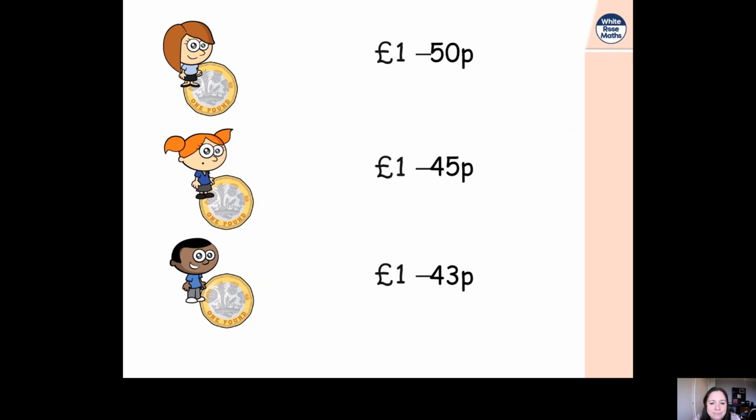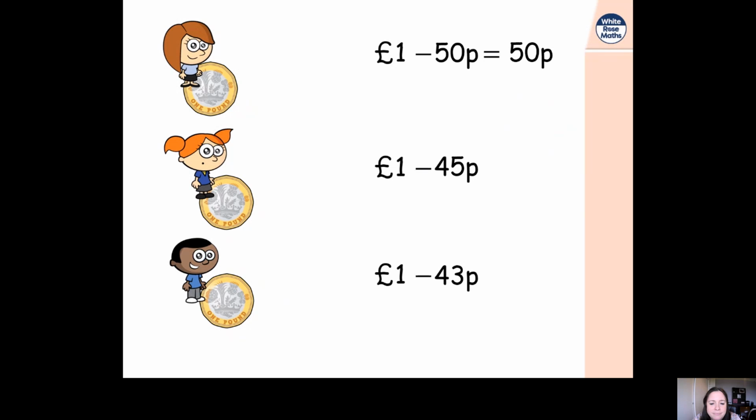So Rosie first. She has £1 and she spends 50 pence. Well, we know that 2 50 pences can be exchanged for £1. Therefore, if Rosie starts with £1 and spends 50 pence, she will receive 50 pence change.